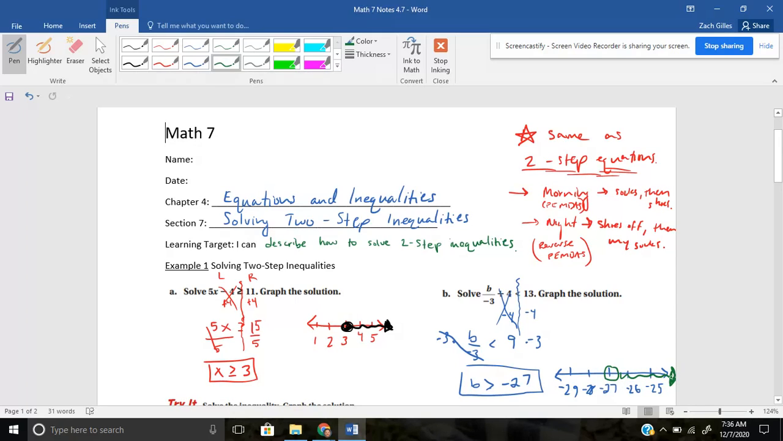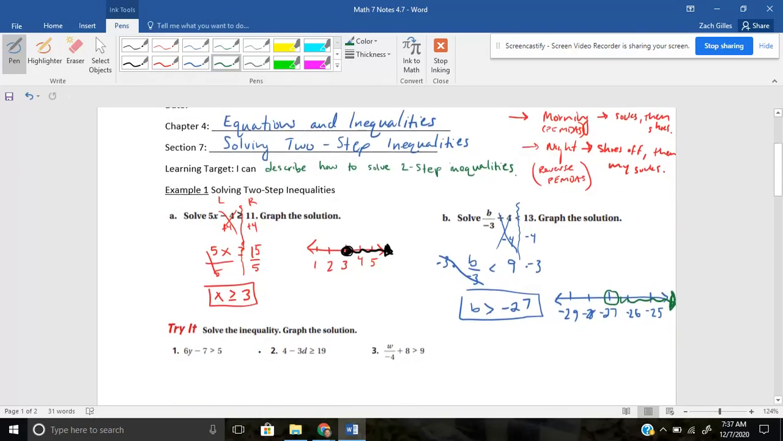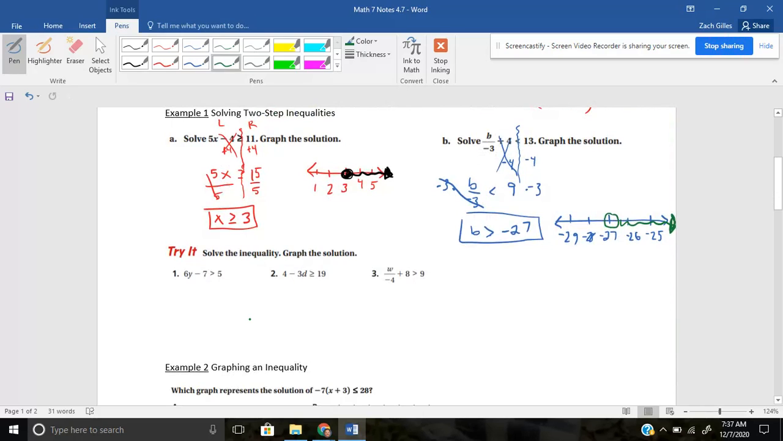All righty, there you have it. Let me know if I can help you on those two at all, and I'll have you try the first 3 problems here for this inequality. Pause the video now and then come back to see if you got it correct.